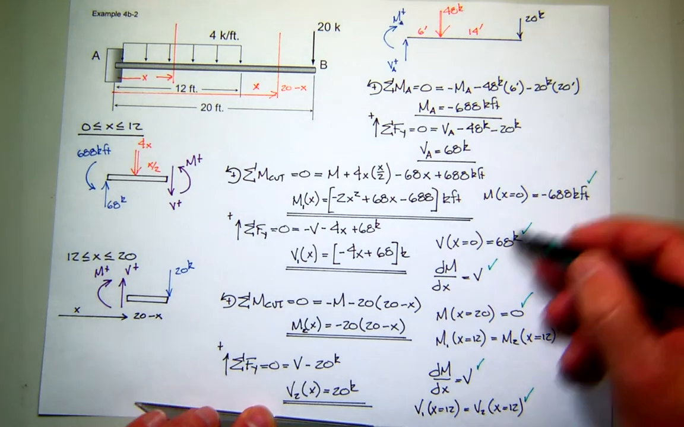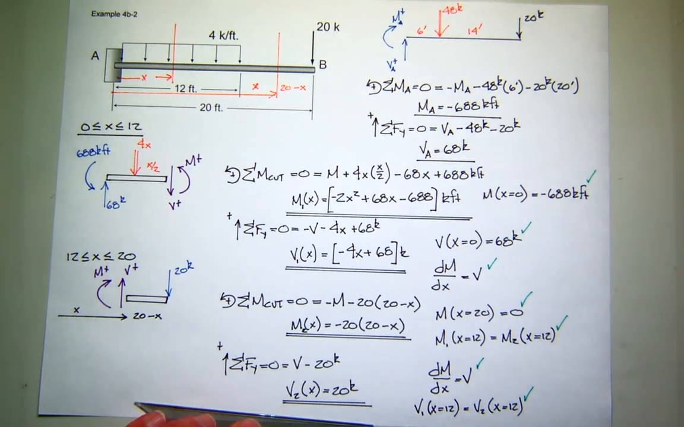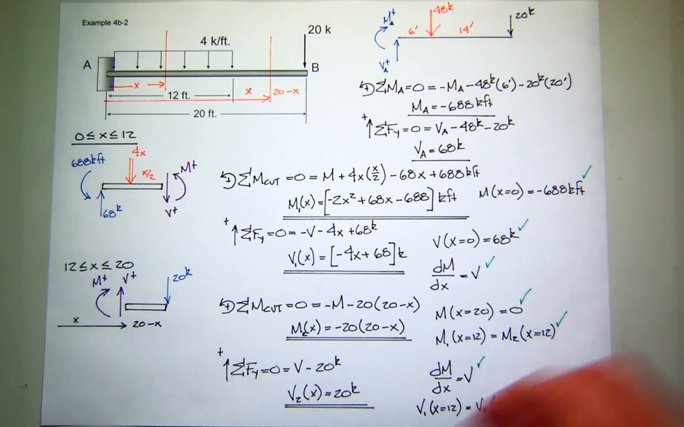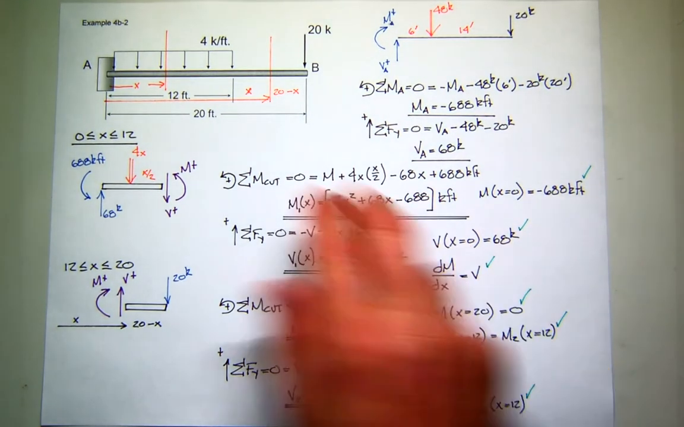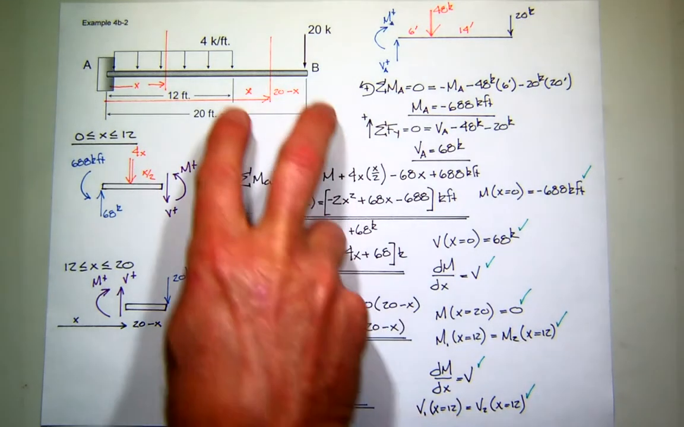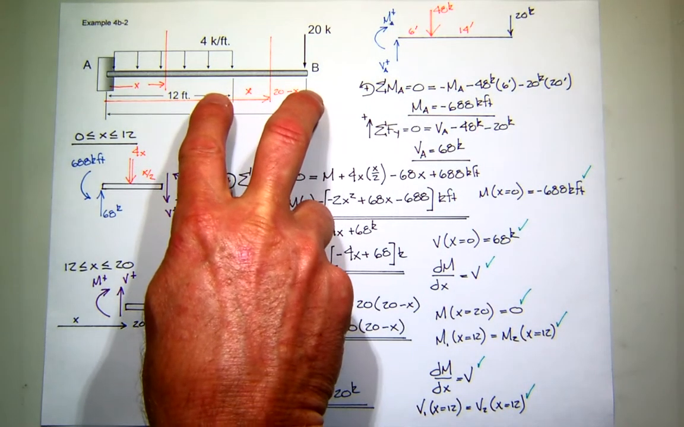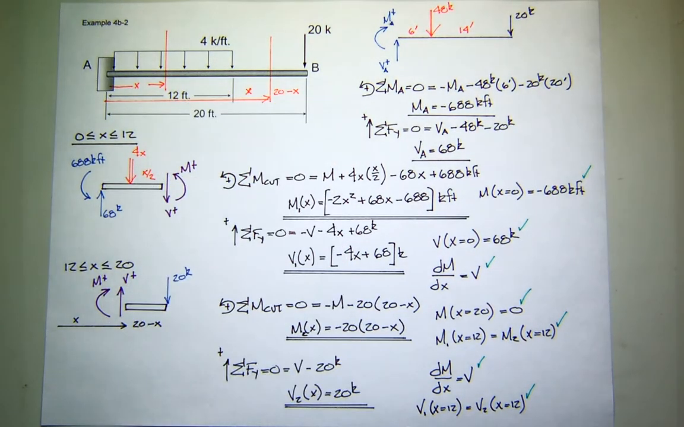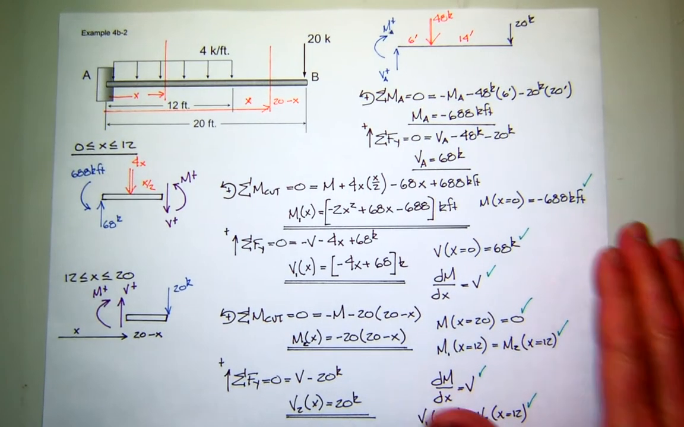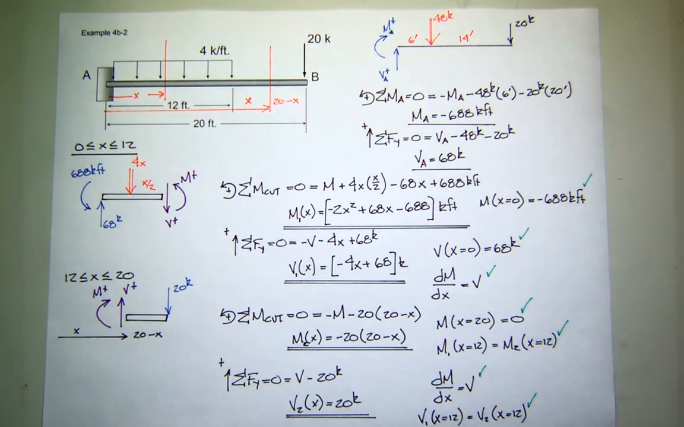So I got lots of green checks. So I feel pretty good that this set of equations for moment and shear in the first section from 0 to 12 and moment and shear for the second section from 12 to 20 is good. Any final questions or comments? I like this problem. This is a testable problem.